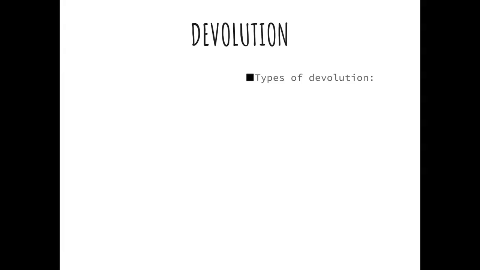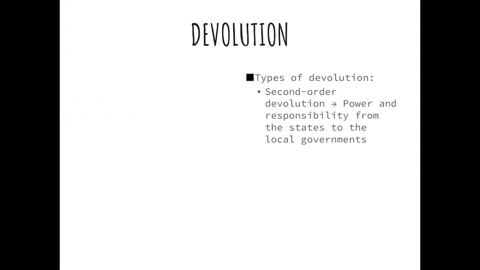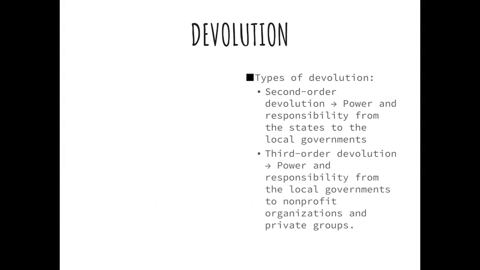Devolution continued with types. So second order devolution, power and responsibility from the states to the local governments. Third order devolution, power and responsibility from the local governments to nonprofit organizations and private groups.